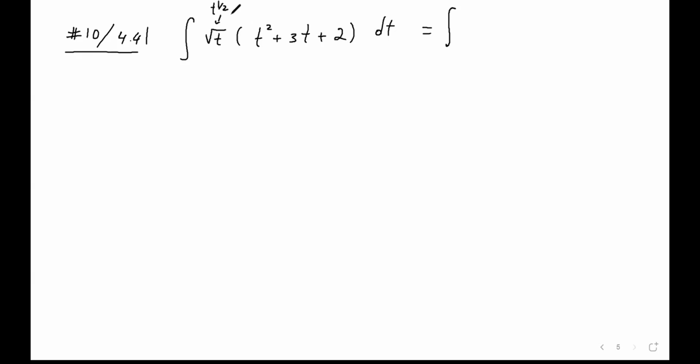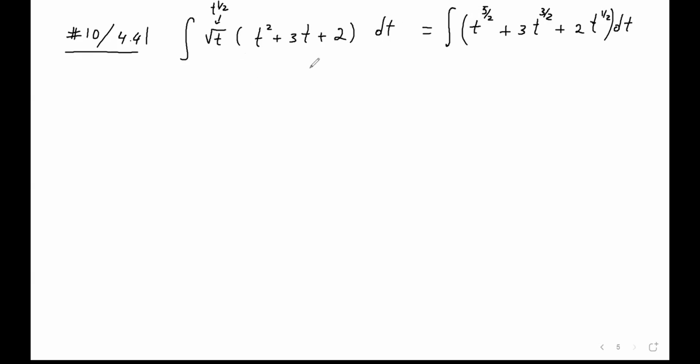And when I multiply t to the 1/2 times t squared, so I multiply term by term, I distribute here, right? t to the 1/2 times t squared is t to the 1/2 plus 2, which is t to the 5/2. The next thing is t to the 1/2 times 3t, which becomes 3t to the 1/2 plus 1, which is 3/2. And then finally 2t to the 1/2, dt. All right, folks, so now this is a problem written nicely without any sort of problems.